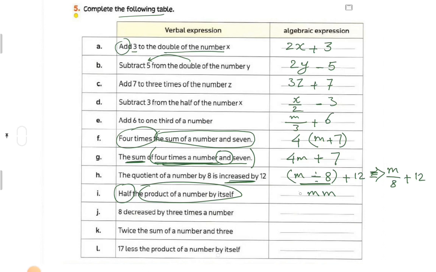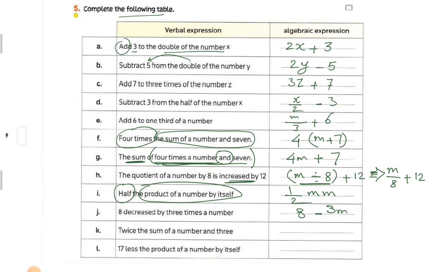Half of, half of, half times, okay. 8 decreased by 3 times a number. 8 decreased, minus 3 times a number, right, like 3m. 8 decreased by 3m.